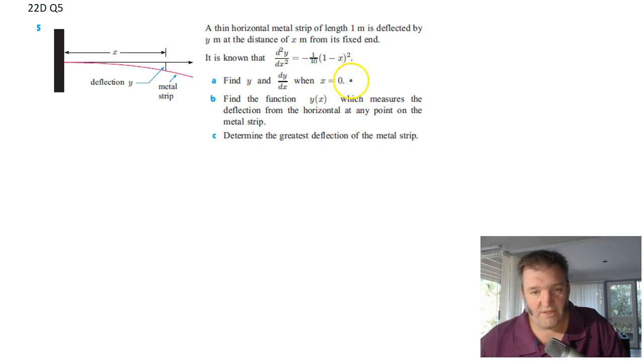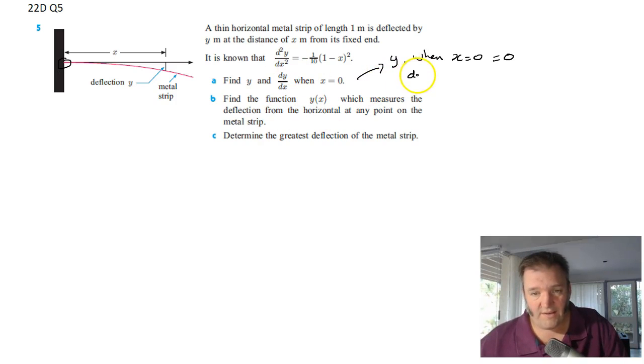These are actually slightly easier questions. They're talking about only the point where x equals 0. Well, what would be the displacement y when x equals 0? It must equal 0. Why is that? Well, because clearly there's no deflection at the fixed point. So at that point there is nothing to worry about.